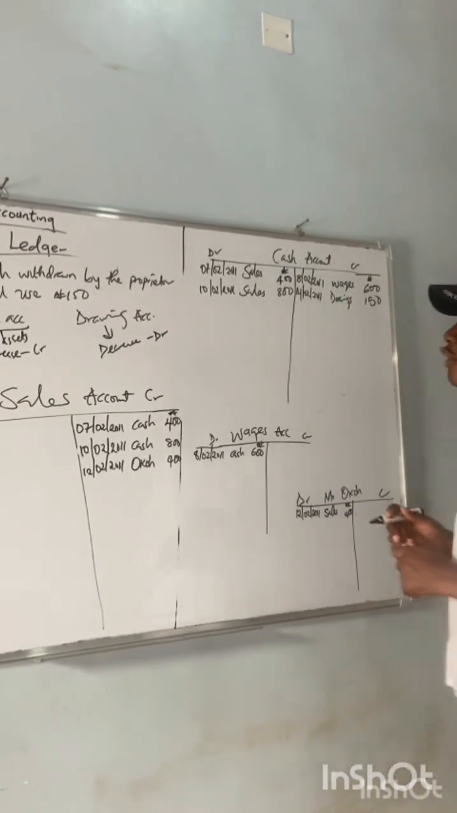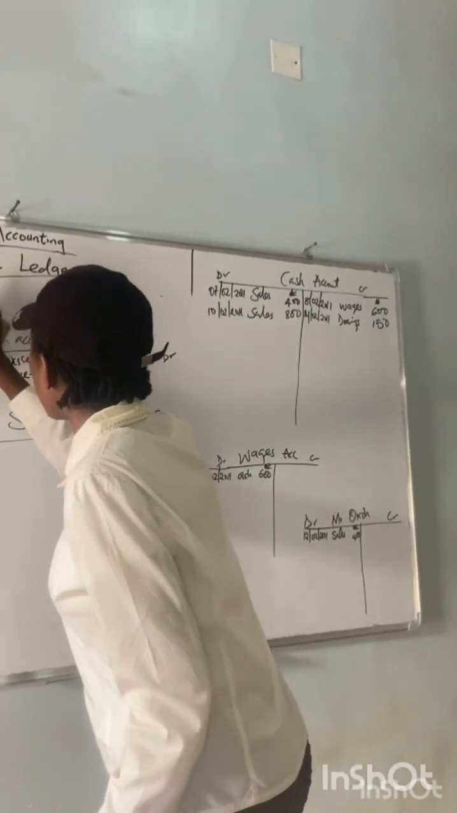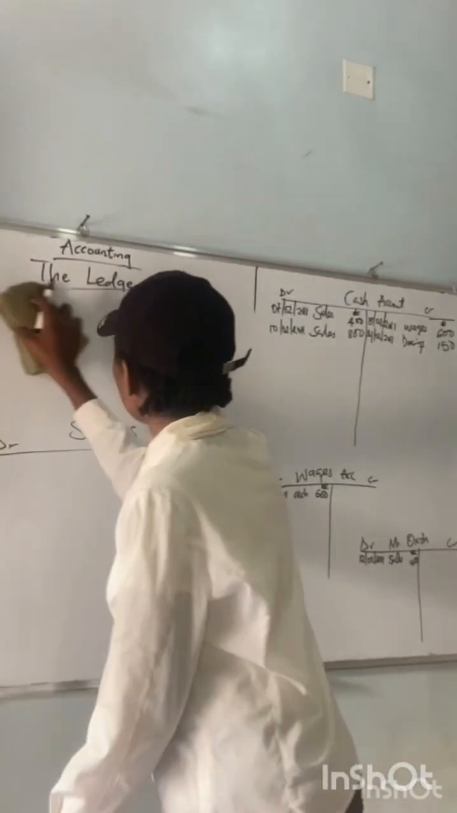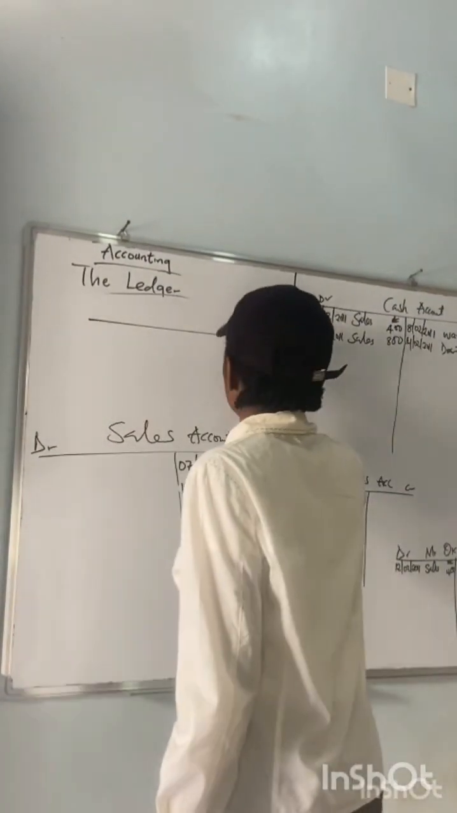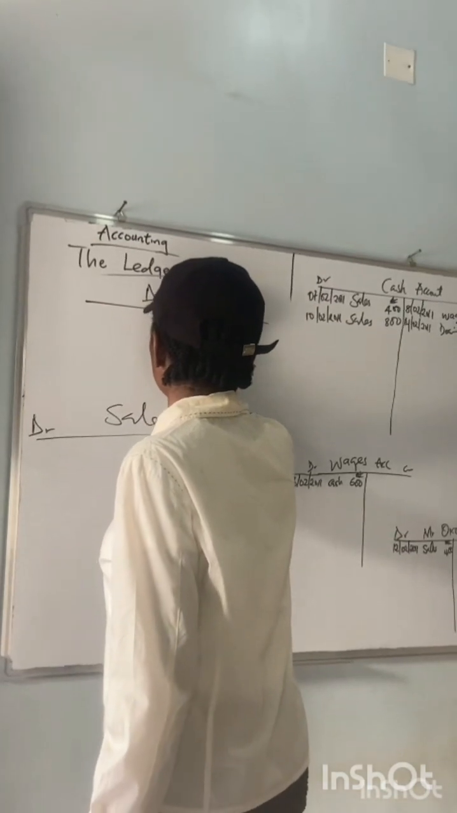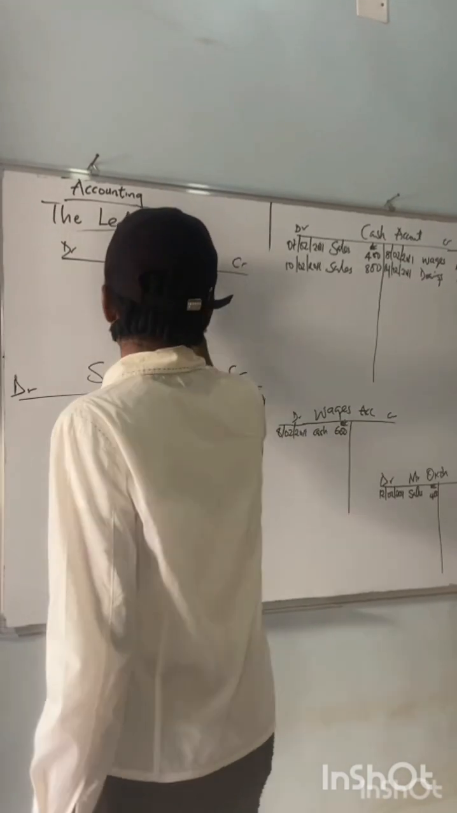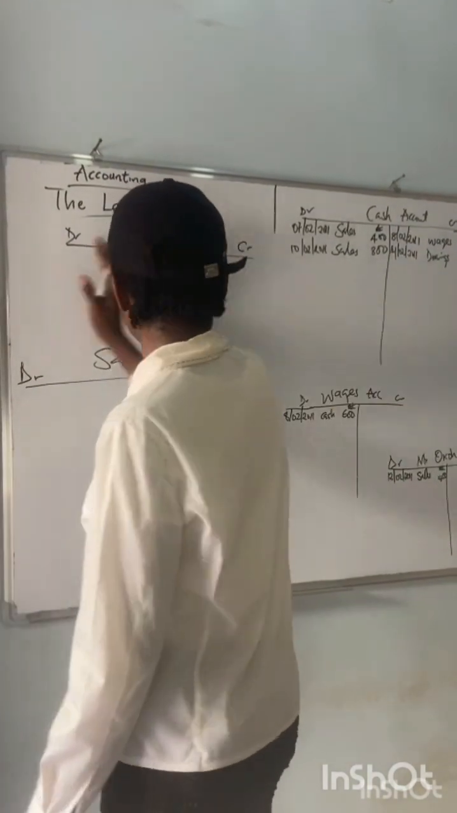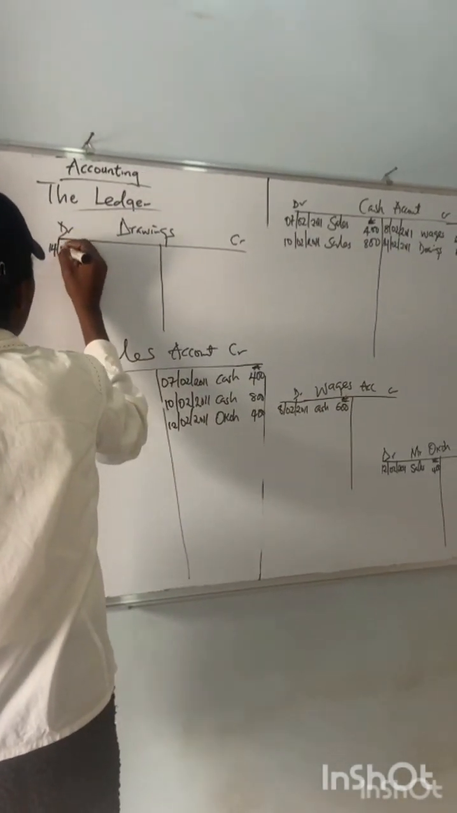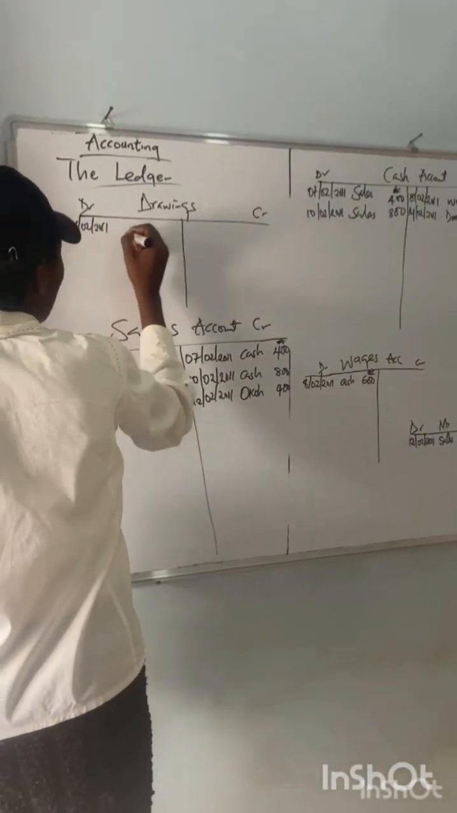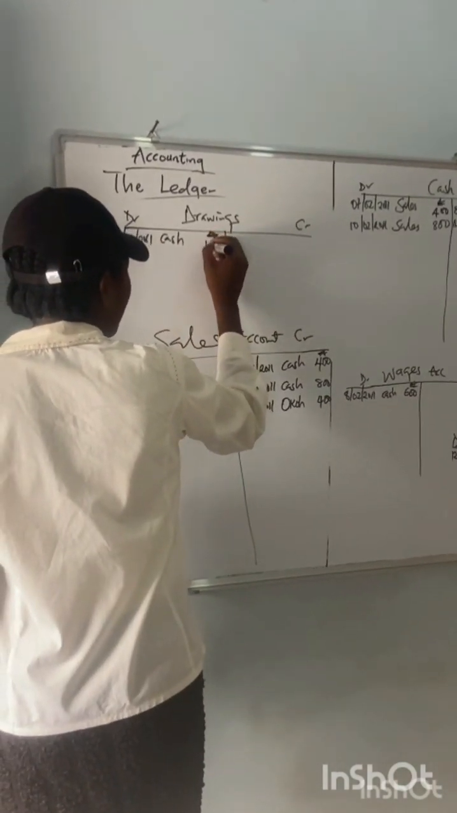Good. And then let's use here for our drawings account. For our drawings account, we have to write the heading. It is something we must be conscious of: the heading of the account that we are opening. So this is our drawings account. We enter on the debit side, for a decrease in capital, on the 14th of February 2011. Cash was withdrawn for 150 naira.